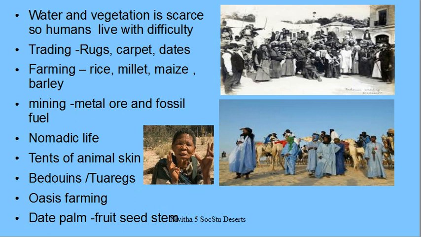So mostly people live a nomadic life unless they are able to do some sort of farming near the oasis or some sort of oil and gas extraction. The tents are made of animal skin, mostly camel.